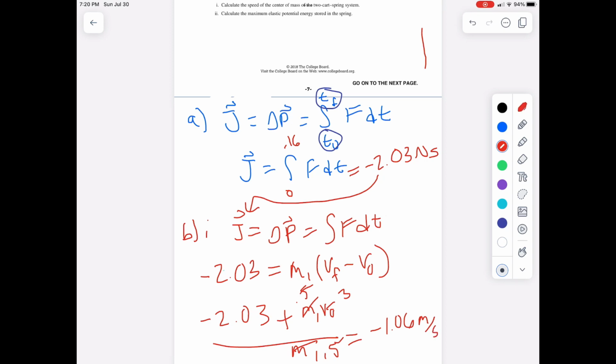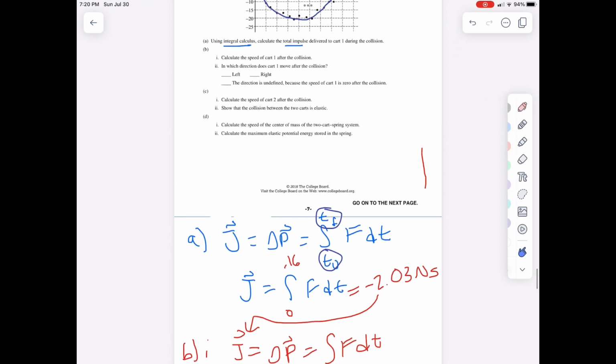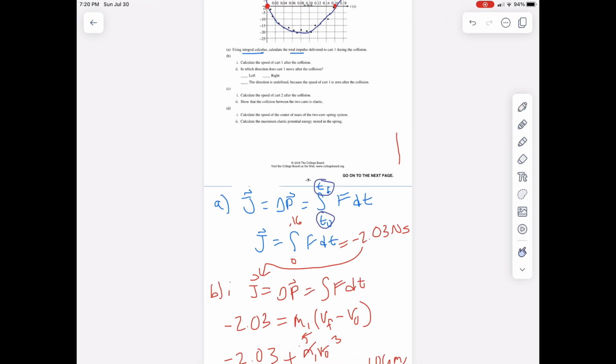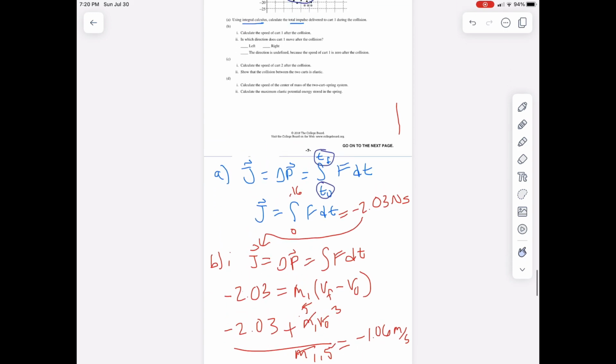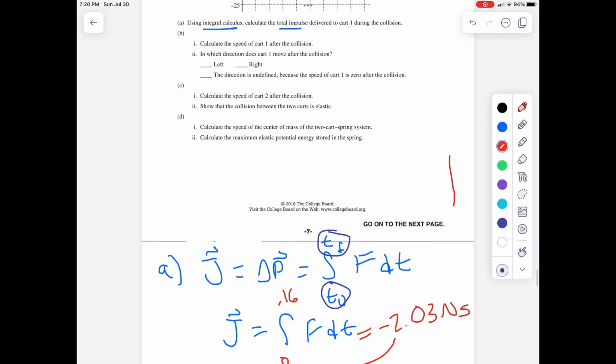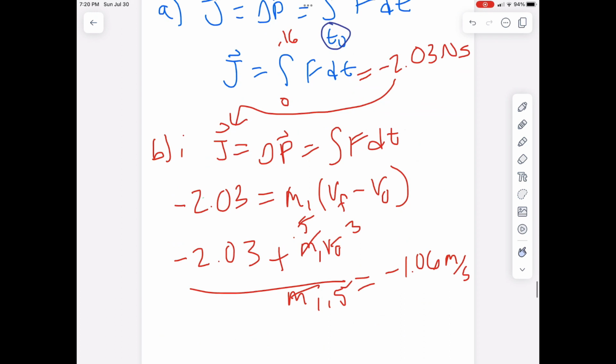All right, so my second part of part B is just asking in which direction this cart would move after the collision. And we see that our velocity is negative, so I can go ahead and say that we move to the left, because in this scenario, we're designating the left as being our negative direction. All right, moving on to part C. Part C says calculate the speed of Cart 2 after the collision. All right, so let's do that.